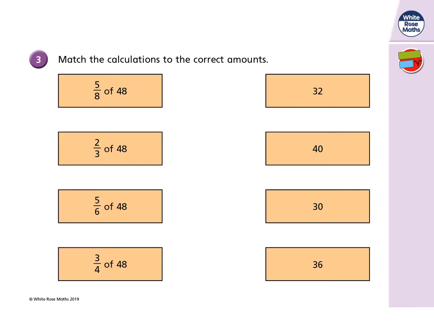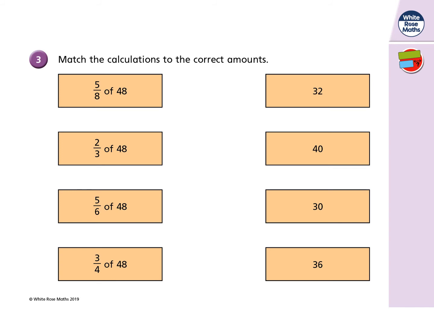Now what we're doing is we're matching the calculation on the left-hand side with the answer on the right-hand side, okay? So let's have a look. 5/8 of 48. So what you need to do is do 48 divided by 8, and whatever that answer is, make sure you get 5 lots of it and match it with the other side. Then you've got 2/3 of 48. So work out what 1/3 of 48 is, double that answer and match it with the other side.